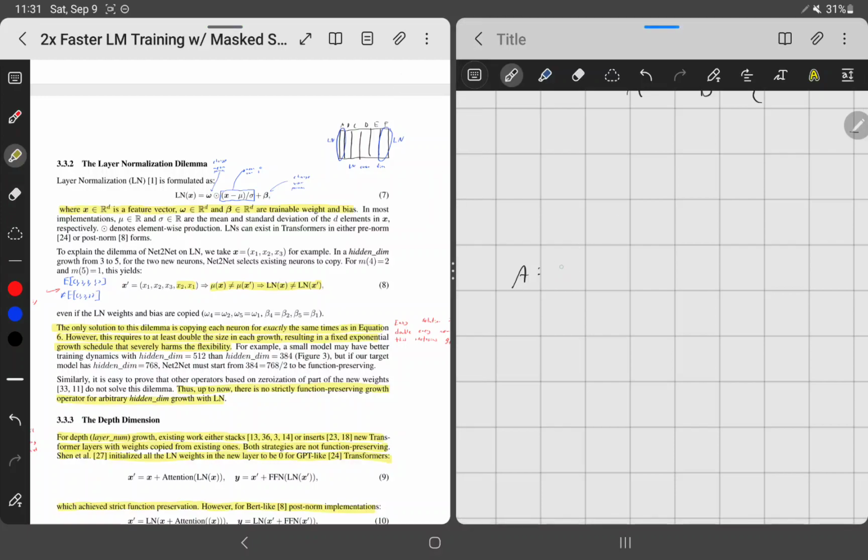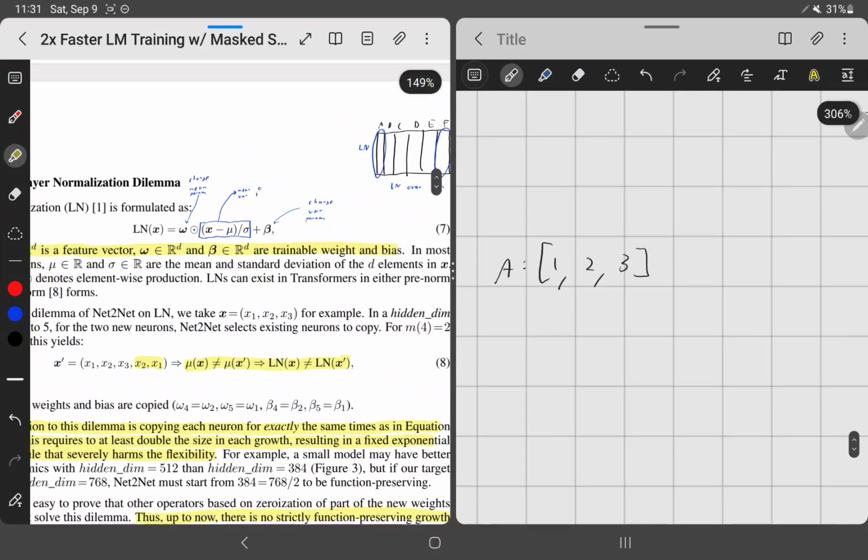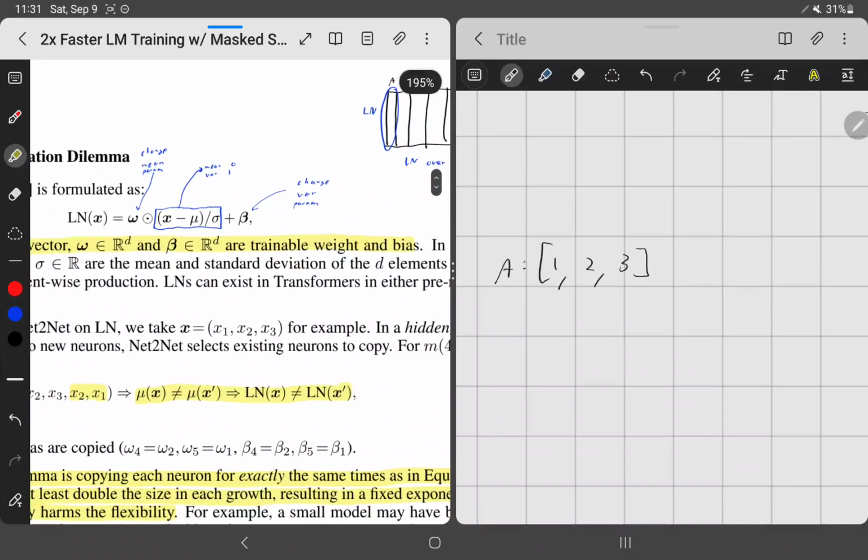That would make it easy. So it's a vector with 1, 2, and 3 in it. Then to normalize this, you just follow this formula here. If you look at this formula, we'll call this x because that is the same here. You basically normalize it by the mean.